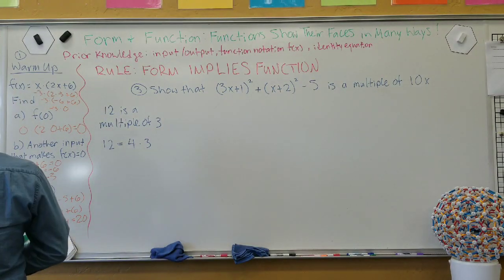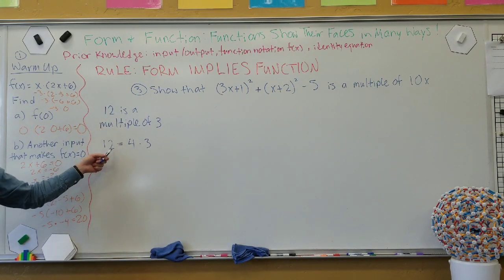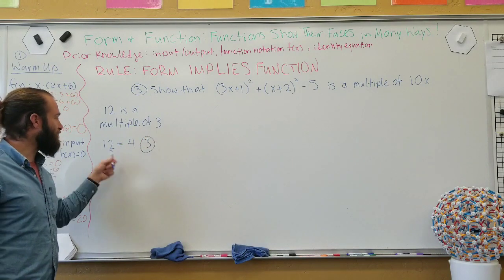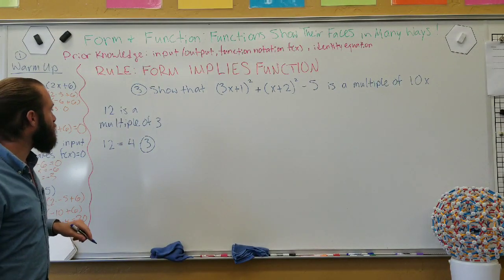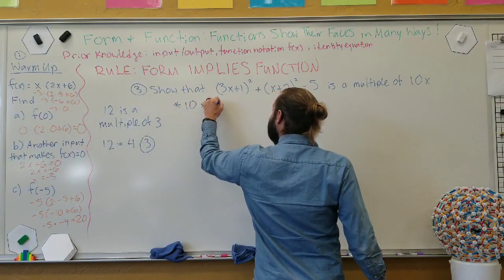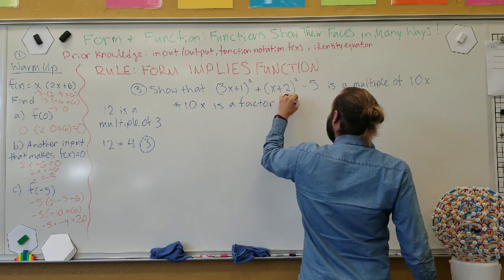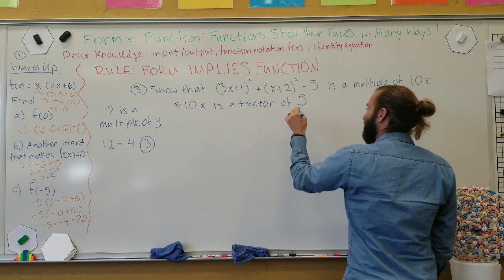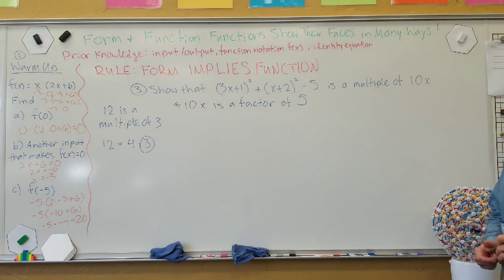So 12 is a multiple of 3, which means 3 is a factor of 12, okay? Because that's what we mean here. So really what we're trying to show is that 10x is a factor of that thing right there. Okay, that's really what we're trying to get at.